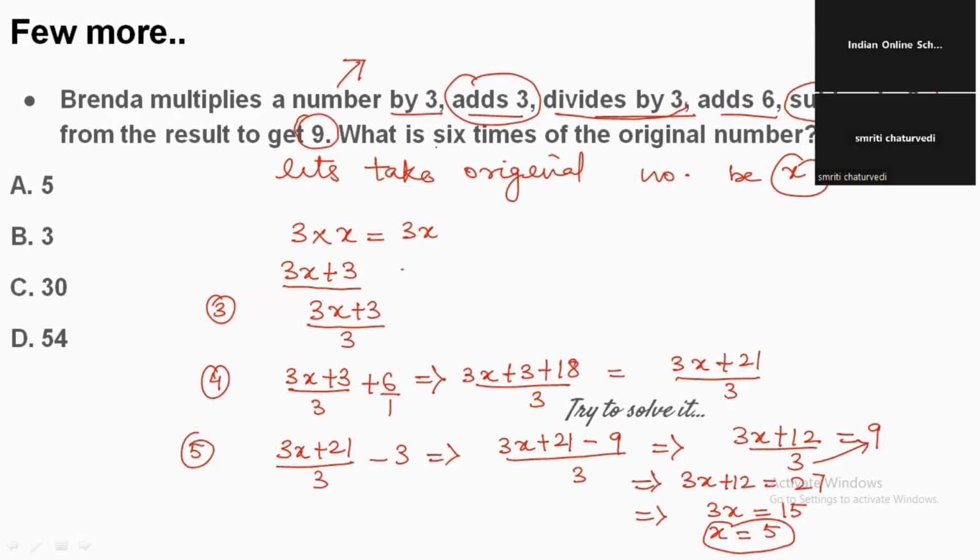Now the question is asking, what is 6 times that original number? So 6 times 5 is 30. So our answer should be option C, 30. Got it? That is how we can solve a simple algebraic equation.